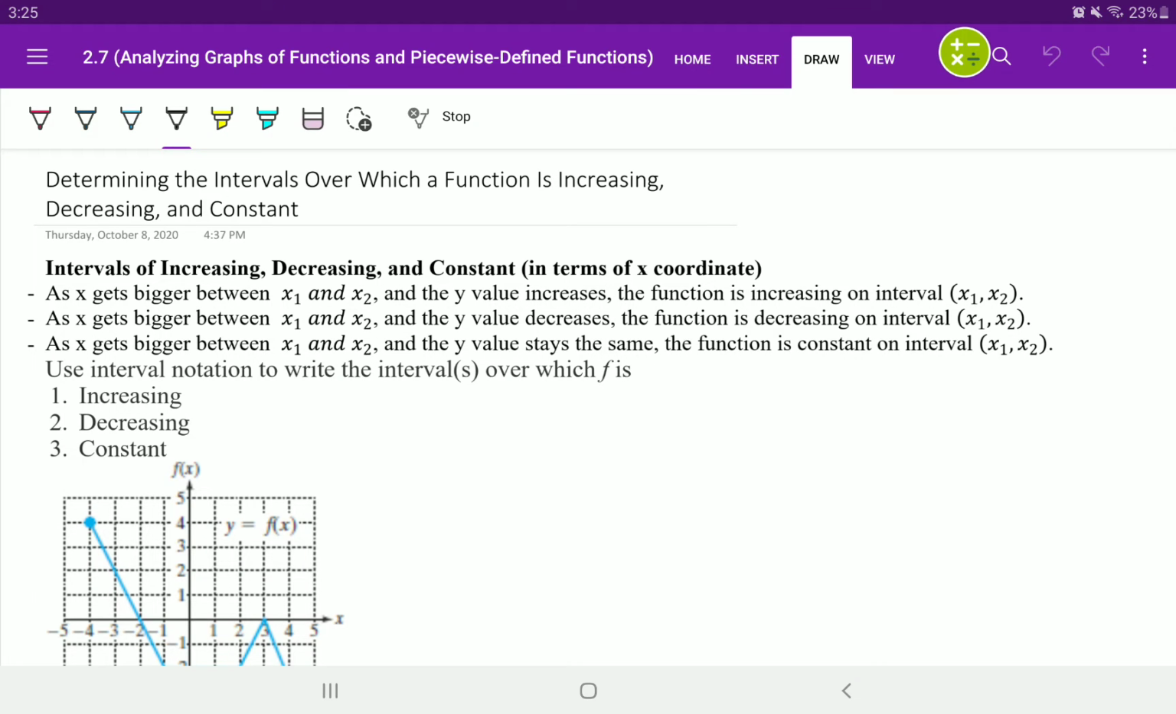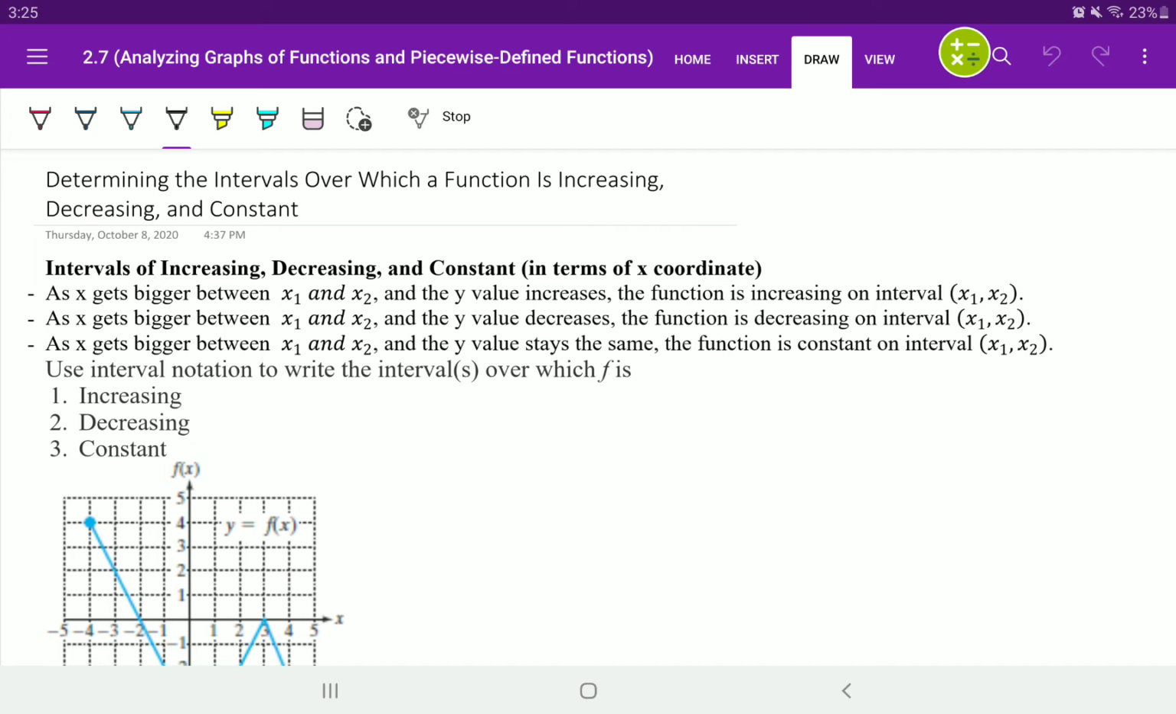Hello guys. Now, in this video, we want to determine the intervals over which a function is increasing, decreasing, or it stays constant. Now, here are some definitions I want you to take down when it comes to determining increasing, decreasing, and constant. And it's in terms of the x-coordinate. And we must write that in interval notation.